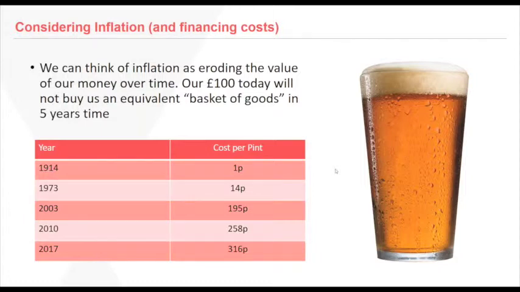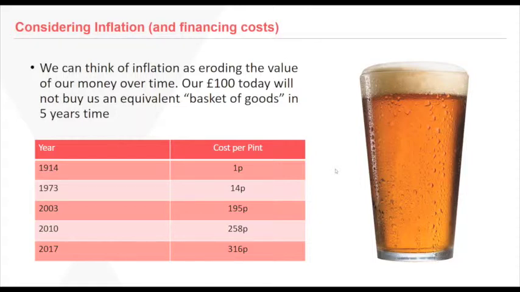Now, in a payback method and in an average rate of return method, there is unfortunately a flaw that becomes increasingly pronounced if we are dealing with a project with a long lifetime. And that flaw is two things, but principally it's inflation. And what inflation, we can think about it as essentially eroding the value of our money over time.